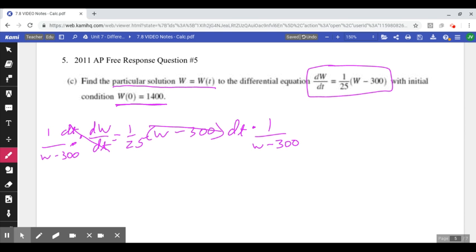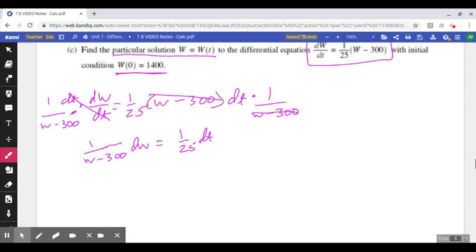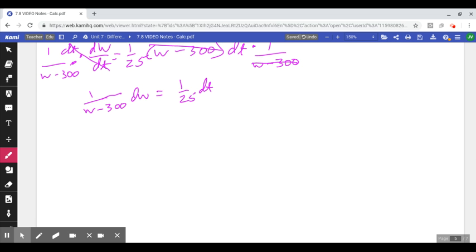The W minus 300 here will cancel with this one. So on the left-hand side, I'll have 1 over W minus 300 dW is equal to 1 over 25 dt. So everything that has W in it is now on the left, and anything that has T in it is over on the right. You could also multiply each side by 25 as well here. That'd be fine. We're just going to go ahead and take the integral of each side, or find the antiderivative.